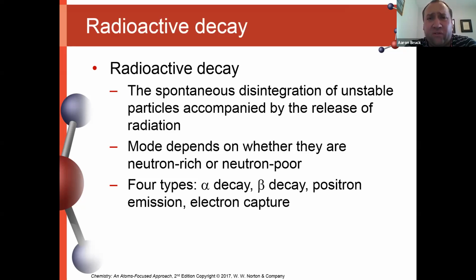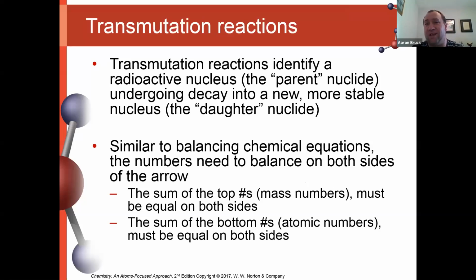And so what we see there often depends upon what the nucleus looks like at the time. There are four primary types of decay: the alpha decay, the beta decay, the positron emission, and the electron capture. We'll go through each one of these in turn. Before we do, we're going to track the results of those decays using transmutation reactions.